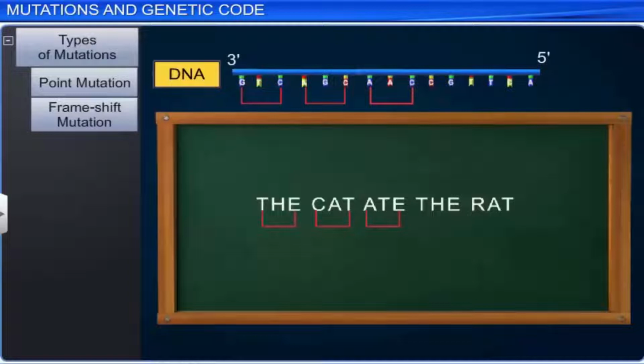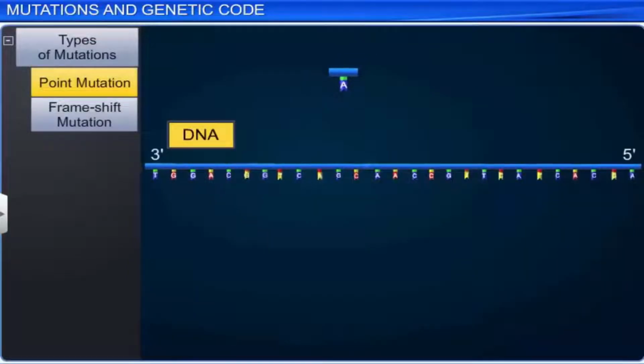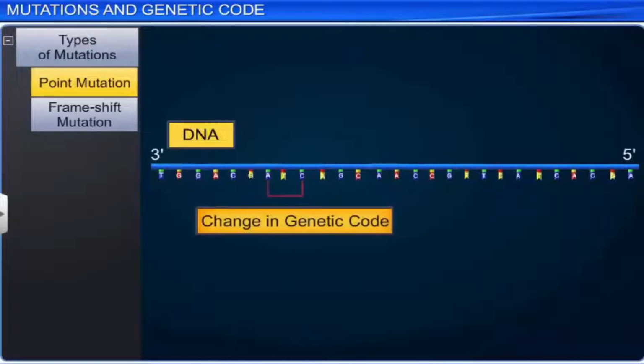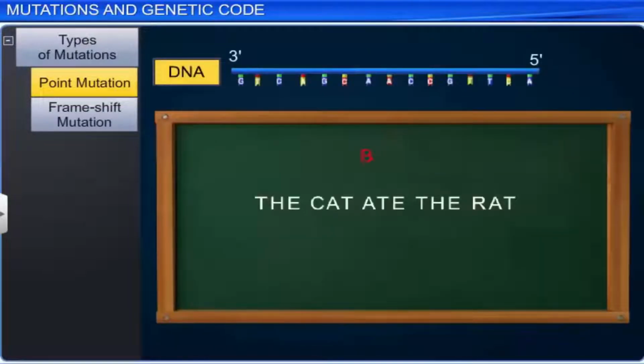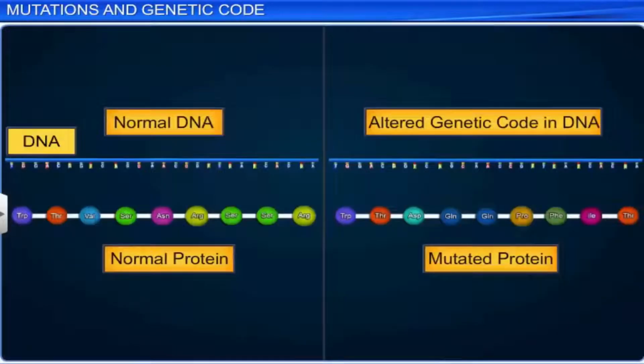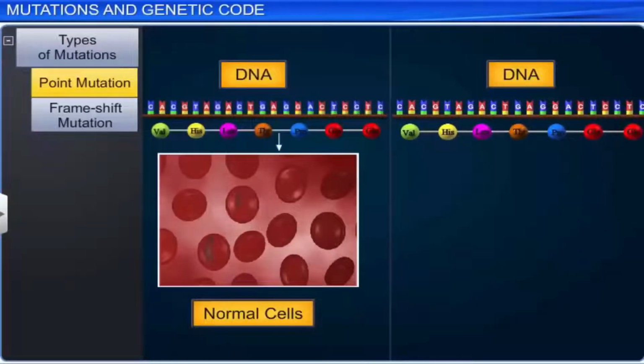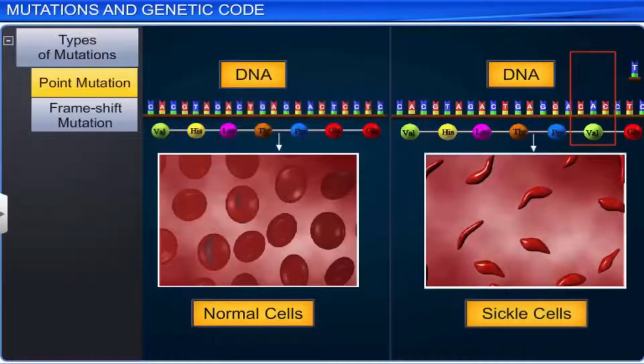In point mutation, only one base is substituted by another base, which results in a change in the genetic code. In our statement, if we replace C with B, the altered statement will read, "The bat ate the rat." Such a change in the genetic code can lead to undesirable consequences. For instance, a change in a single base pair in the gene for the beta-globin chain results in a change in amino acid residue glutamate to valine, which ultimately leads to sickle cell anemia.